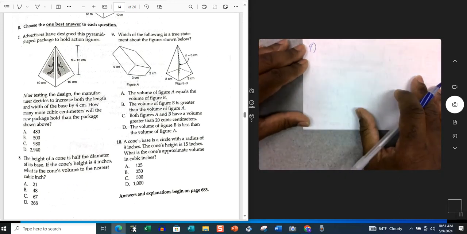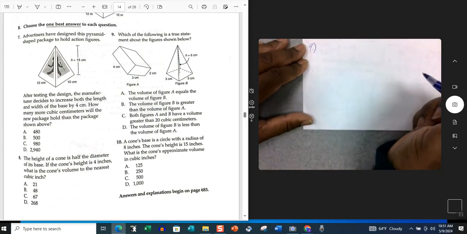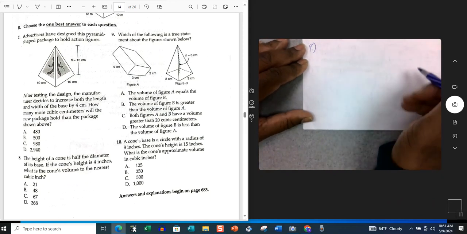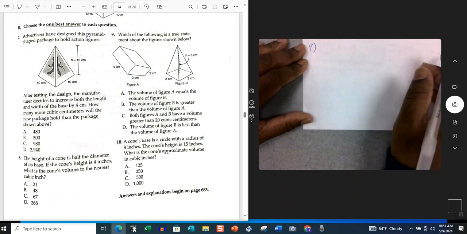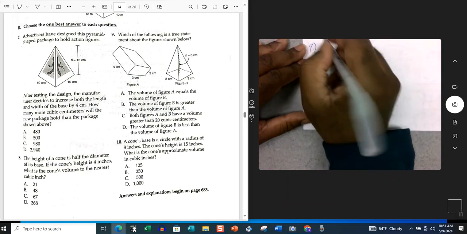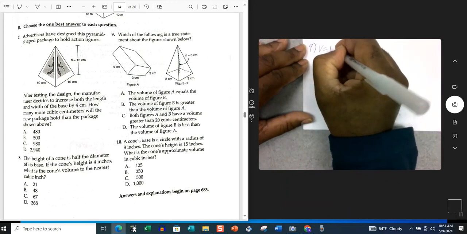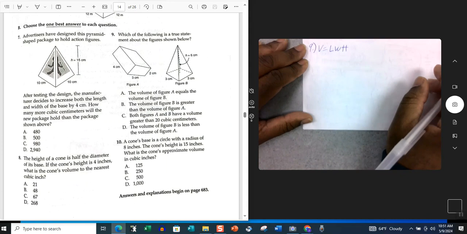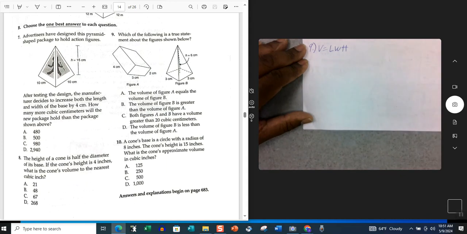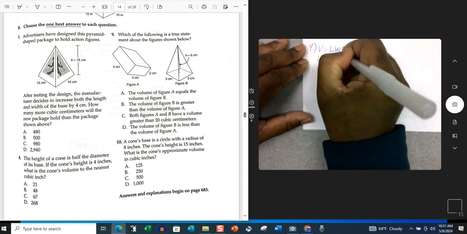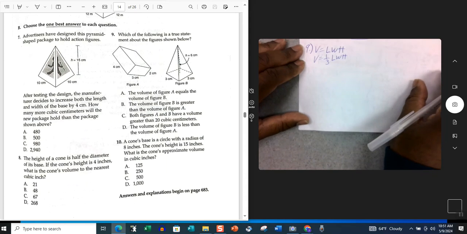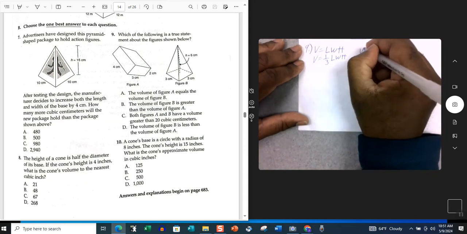Okay, class, starting with number 9. We need to find the volume of both of these figures because I notice here that all the answers depend on the volume of each. So we have the volume of a rectangular prism, which is just length times width times height. And then we have the volume of a triangular prism, which we know is 1/3 times the length times the width times the height. So let's compare the two.